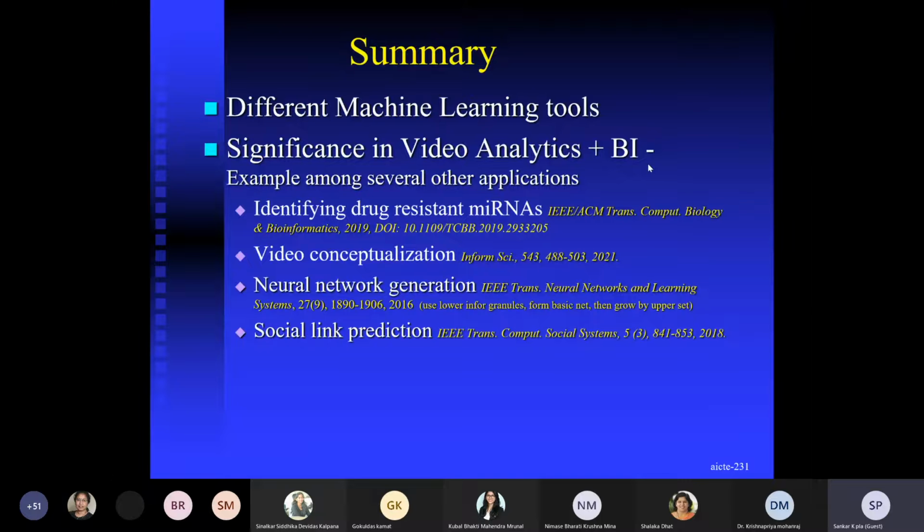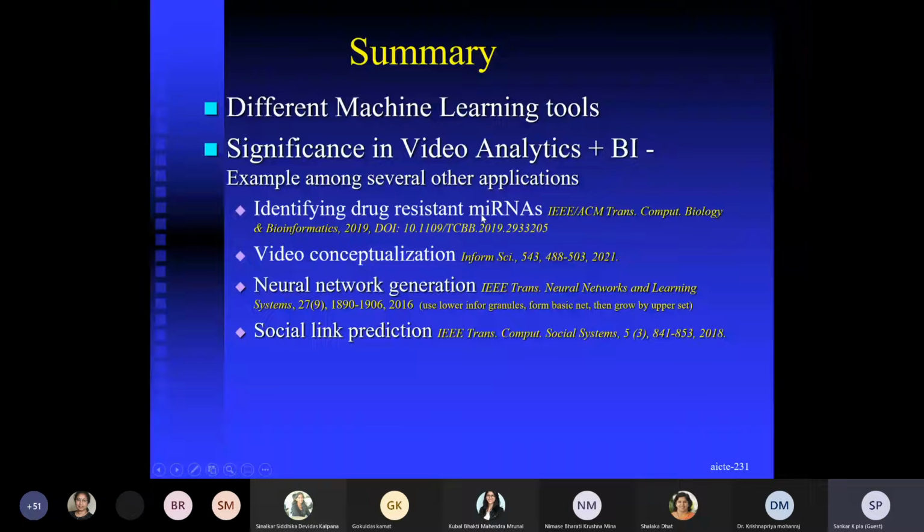These are basically different machine learning tools. What have we explained for the last 2.5 days? Machine learning tools. I have used it for video analytics in depth. One example is in bioinformatics, but it can be used for link prediction and so many problems. We then have web intelligence, then a community detection problem, and so many others. For example, identifying drug resistance, as I mentioned.